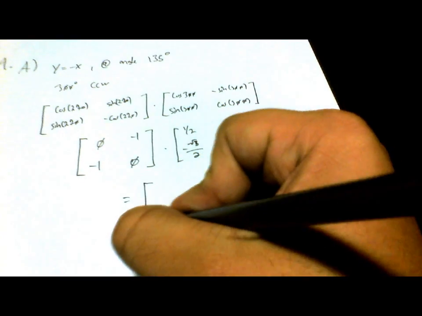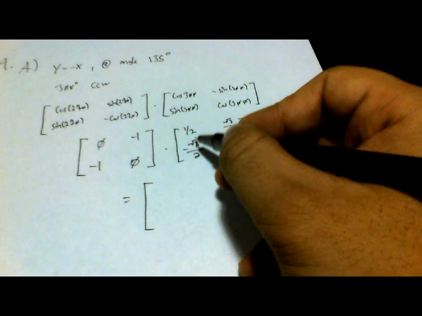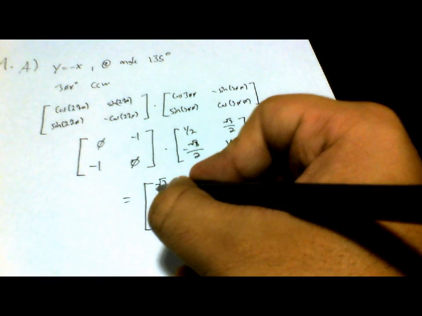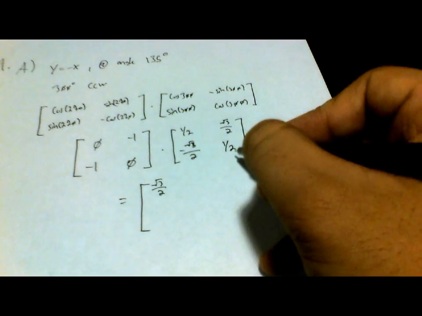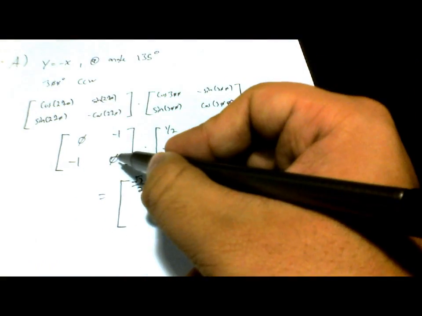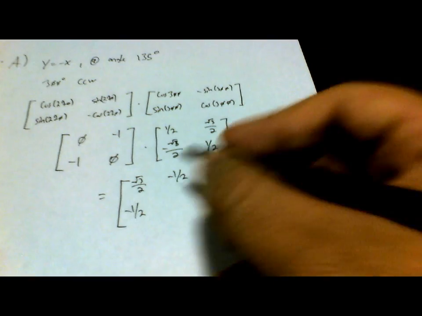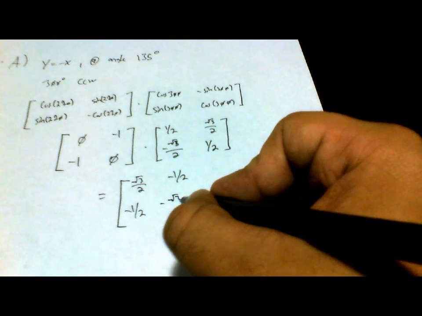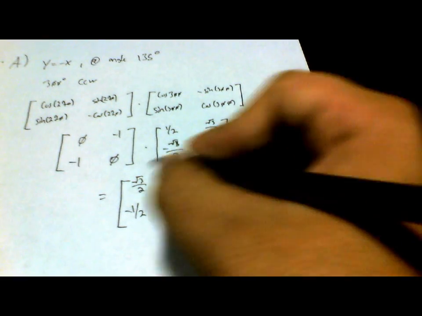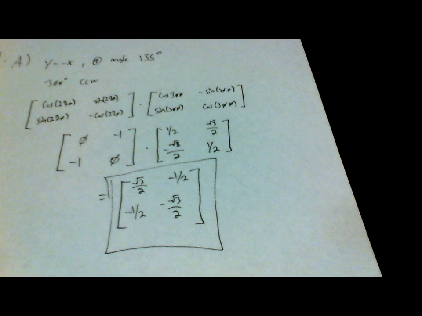When you do it, it's going to be this row dot product with this column, which is going to be √3/2 over here. And the dot product of that with the other, which is -1/2. Then this row dot product with this column is going to be -1/2. And this row dot product with this column is -√3/2. And that's your answer.